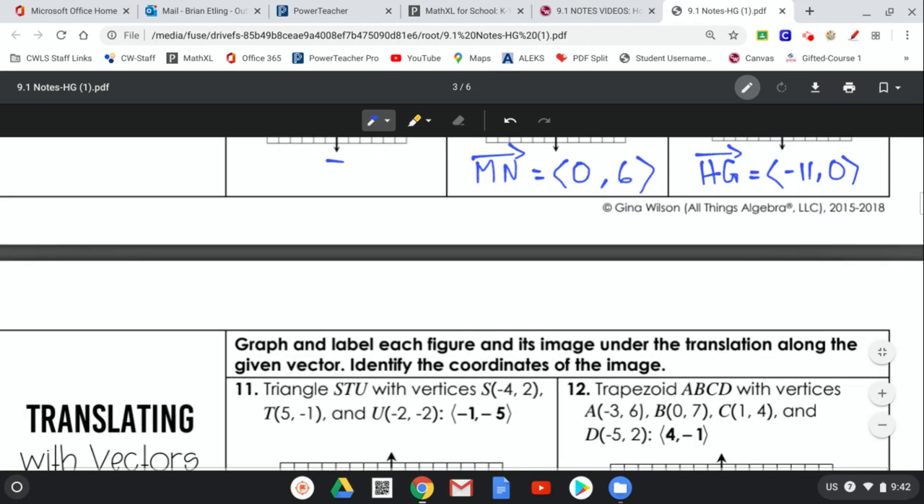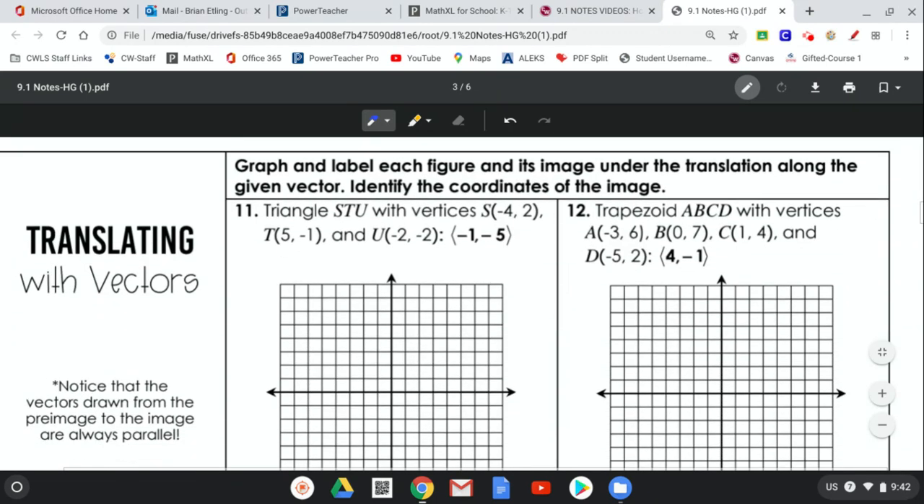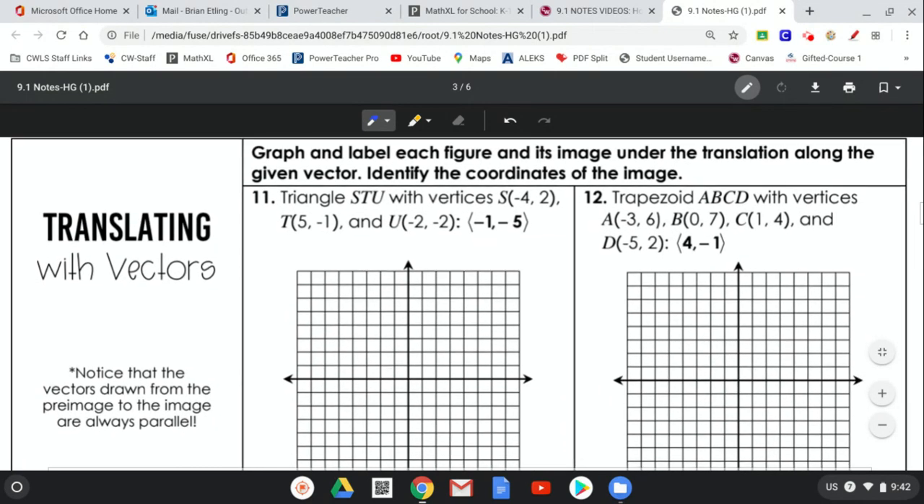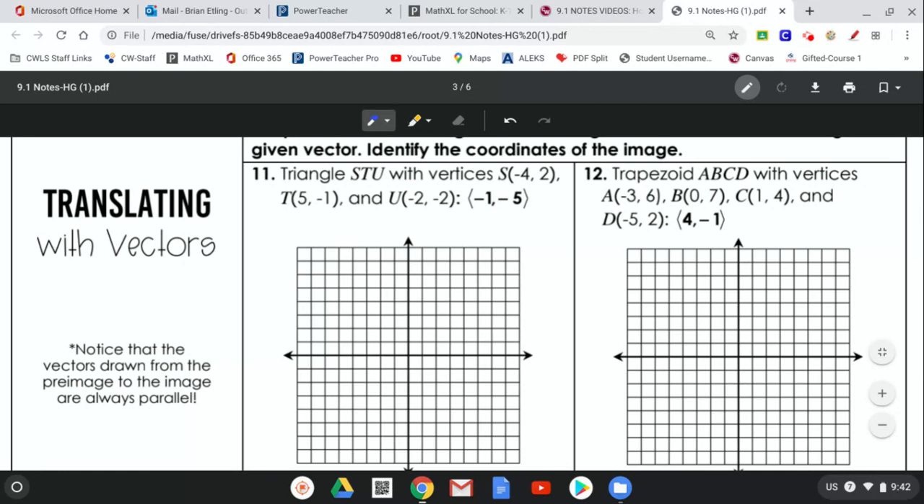All right, guys. Moving on, this goes a little bit more in depth. Now we're going to be doing translations with vectors. It's not too terribly difficult. I just want to make sure we understand the notation here, since it's written a little bit differently. We have this triangle STU with vertices of -4, 2, 5, -1, and 2, -2. The first thing we're going to do is graph those vertices.